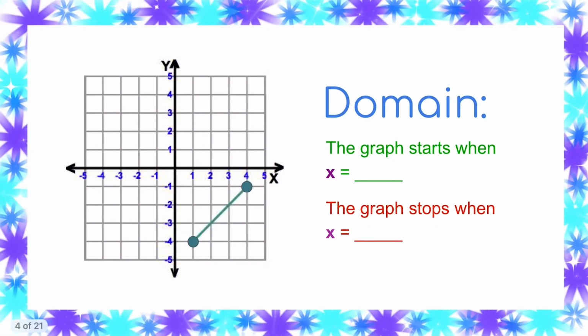Okay, just to review, domain, we are just looking at the x-axis entirely, so only these values right here. When does the graph start? That's when x is 1. And when does the graph stop? When x equals 4. So let's keep this in mind for when we do some multiple choice.